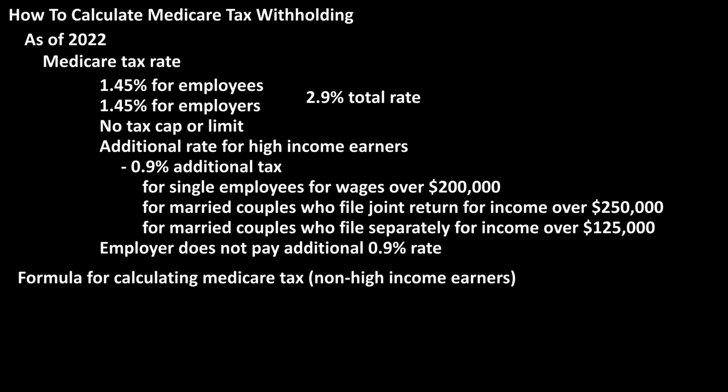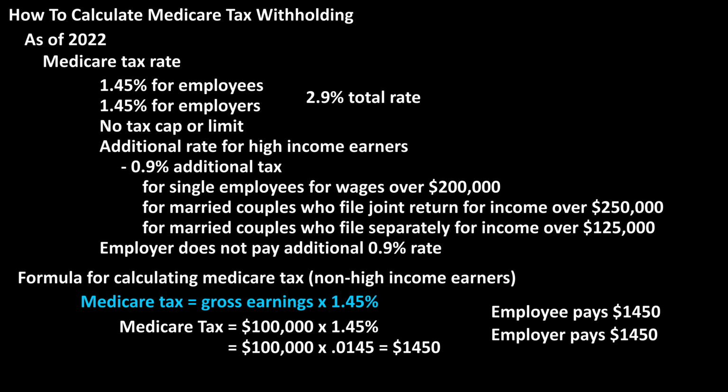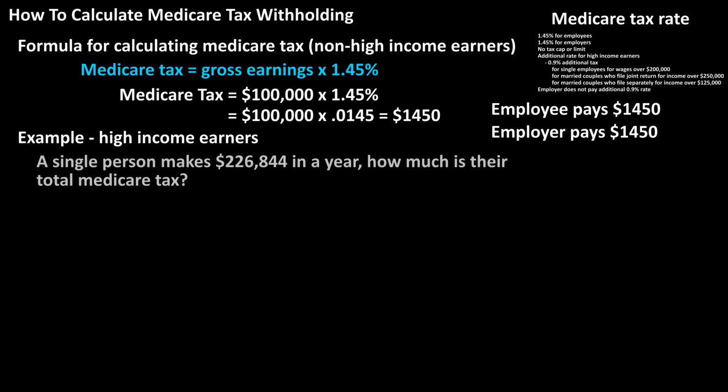The formula for calculating Medicare tax for non-high-income earners is Medicare tax equals gross earnings times 1.45%. As a quick example, if someone earns $100,000, their Medicare tax would be $100,000 times 1.45%, which must be changed to a decimal by dropping the percent sign and moving the decimal 2 places to the left to get 0.0145. So $100,000 times 0.0145 equals $1,450. And the employer would also pay $1,450.